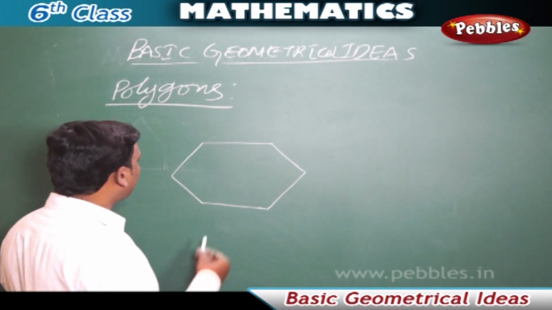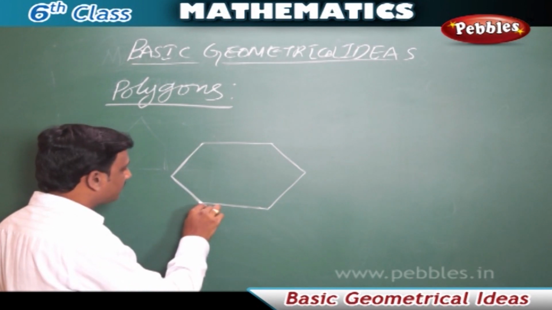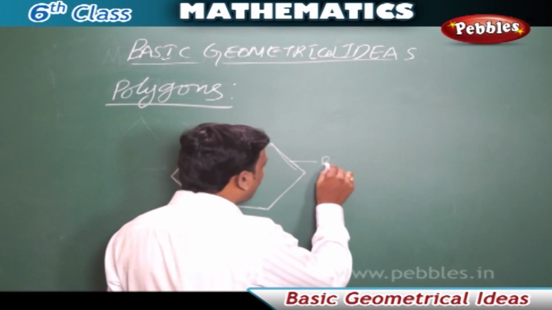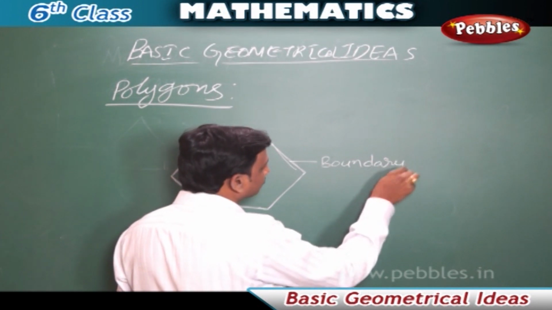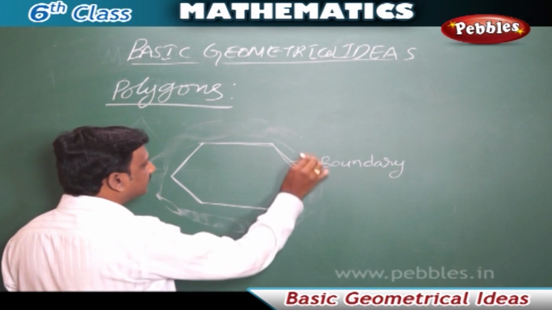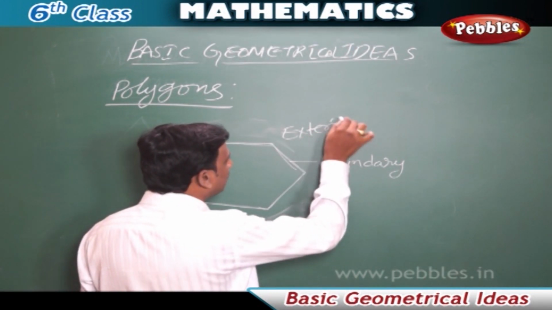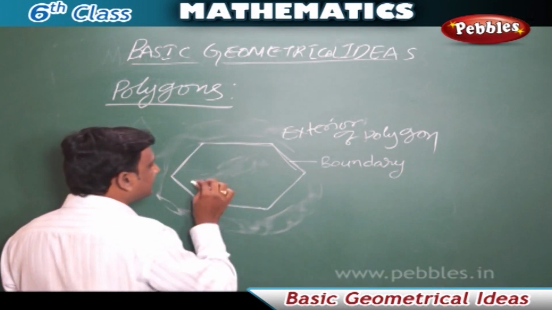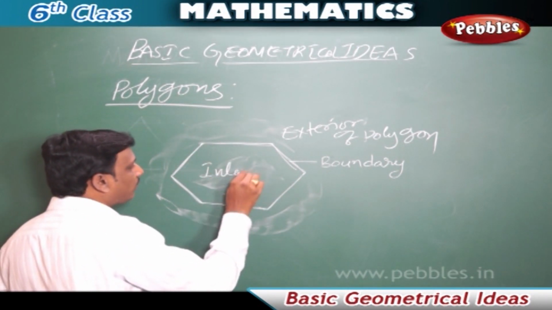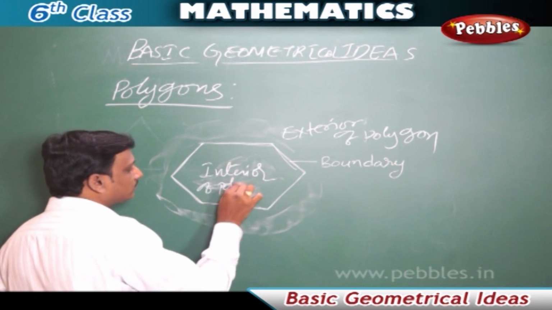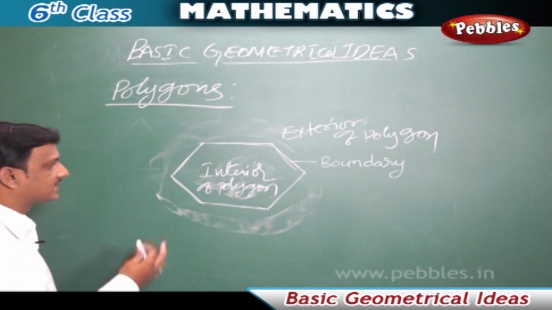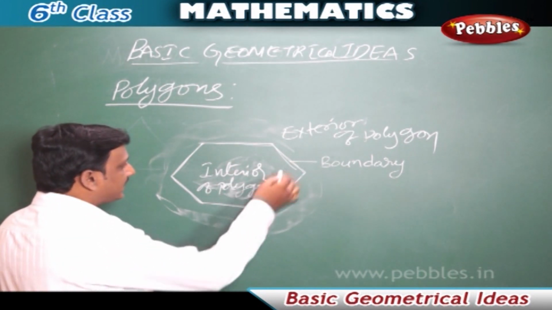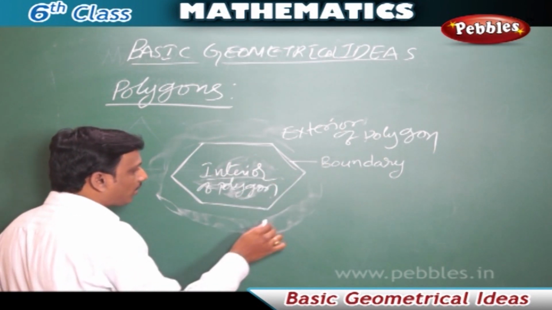Now let us look at the different parts of a polygon. So here we have drawn this polygon, a simple closed figure. So this outline is called as the boundary of the polygon. Boundary. The area that is outside the polygon is called exterior of polygon. Exterior of polygon. And the area that is inside this polygon is called as interior of polygon. Interior of polygon. So it has got 3 different parts. This is the boundary, interior and exterior. So for a polygon, including its boundary, interior and boundary together called as region.